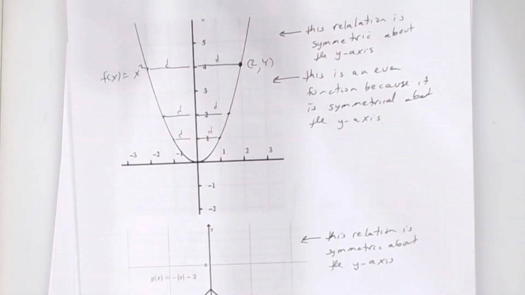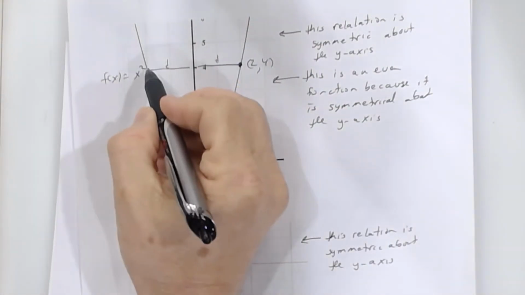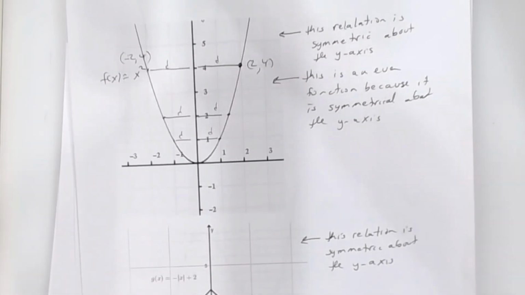So I'm going to ask you, this is what kind of function? Even. So if 2, 4 is on the graph of this even function, then what other point better be on that graph? Very good. When you reflect it about the y-axis, you get this point here, which is negative 2, 4. So notice when you reflect it about the y-axis, and we're talking about an even function, the y values stay the same because it's at the same y value level, but the x coordinates are what? Opposites.